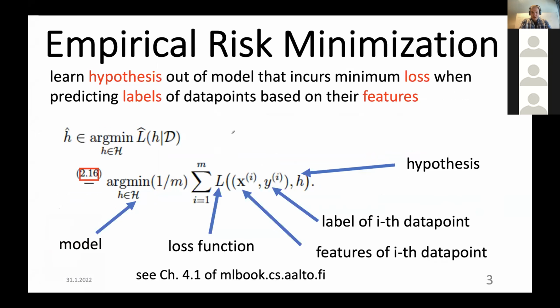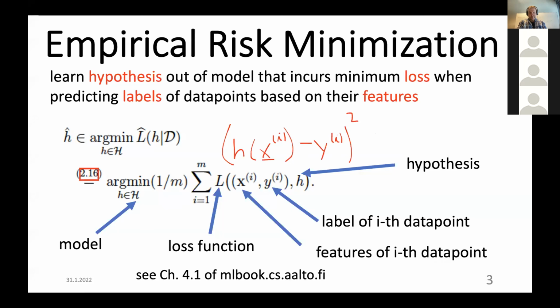One possible loss function is we take the predicted label value for the ith data point, which is the result of applying the hypothesis to the features of the ith data point. And then we look at the difference to the true label value, because we are lucky for the training set, we know the true label values, and compute the squared value of this. This is the squared error loss. But there are also many other loss functions. It's a design choice. The loss function is a design choice.